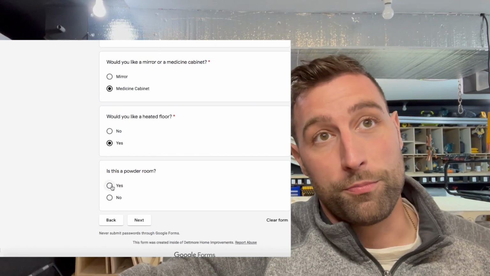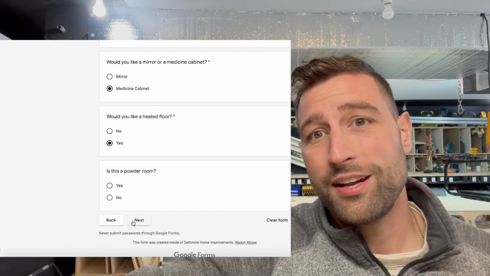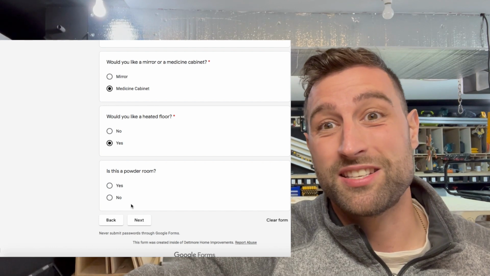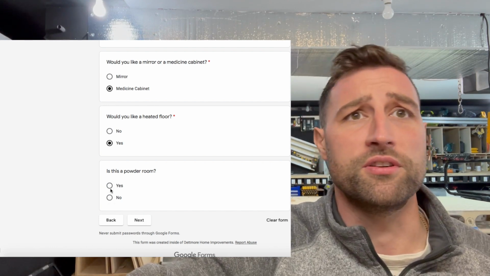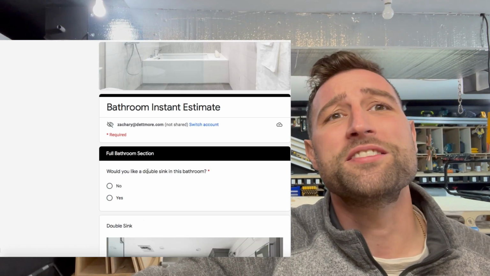Is this a powder room? So we haven't really talked about, is this a big or a small bathroom? If it's a powder room, we're going to get directed to a new sheet that's basically not going to ask us about tubs and showers, but I want to show you more options, so I'm going to say, no, this is not a powder room.